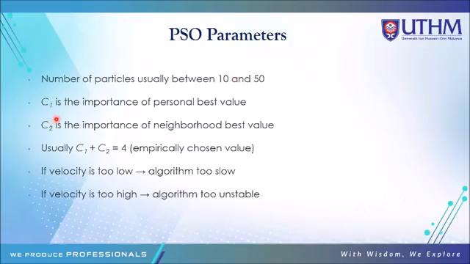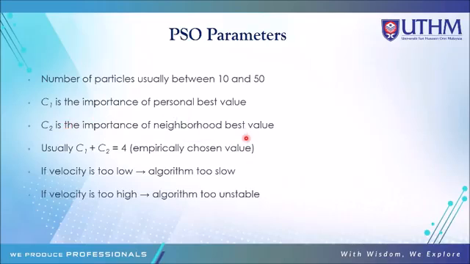In PSO we have the constants C1 and C2. C1 is important for the personal best value, and C2 is important for the neighbor best value.